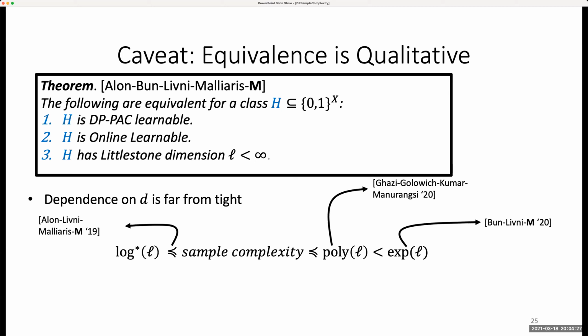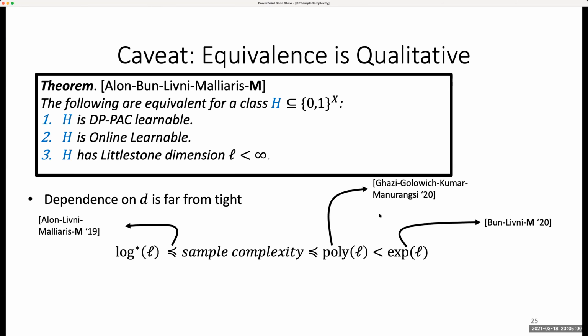Now, as I stressed already in the beginning of the talk, the equivalence is really, really qualitative. So what do I mean by that? Basically, what we show is that we give a lower bound and an upper bound on the sample complexity of private PAC learning in terms of this parameter, the Littlestone dimension, which captures online learnability. But these upper and lower bounds are ridiculously far away from each other, right?